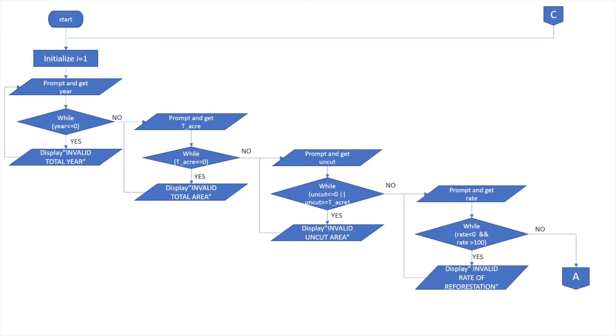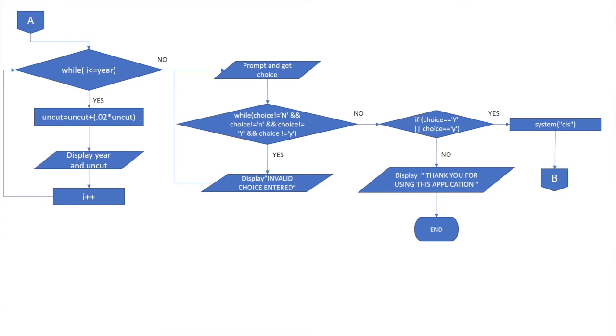For the flowchart part, we will start and then we initialize the counter I equal to 1. So we will prompt and get the year, where the year must fulfill this condition here. And then if the year is invalid, it will display total year is invalid, and then it will continue getting the correct value for the year. The same goes to all the variables, where it will continue asking for a new value if it did not fulfill the condition.